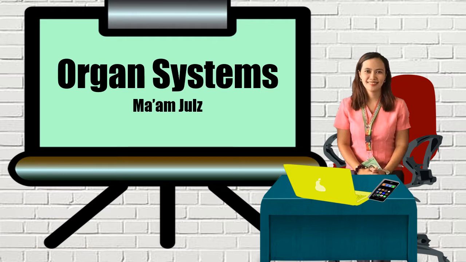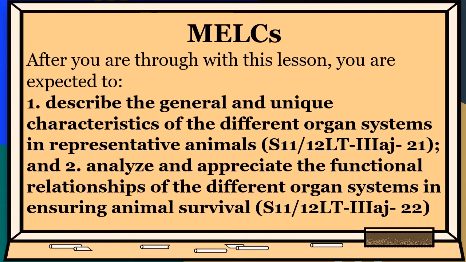This video focuses on organ systems. After you are through with this lesson, you are expected to describe the general and unique characteristics of the different organ systems in representative animals and analyze and appreciate the functional relationships of the different organ systems in ensuring animal survival.